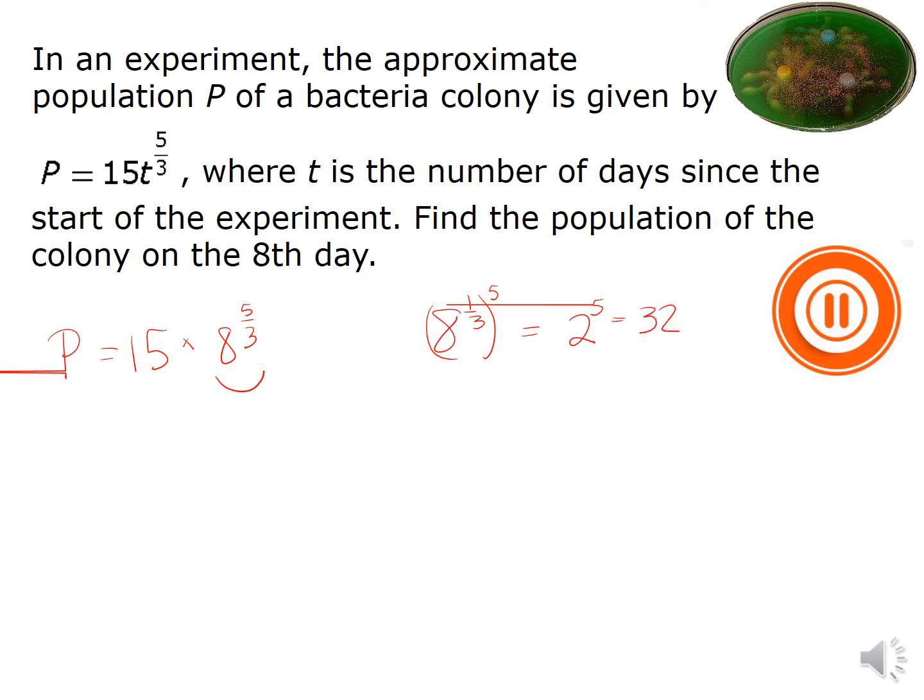Again, you could use Nathan's method and go 8 to the 1 2/3 if you wanted to. That would be 8 times 4. Okay, same thing. So now I'm going to take the 32 back here, and I'm going to multiply it, and that tells me that the answer is 480. So that's how many of the bacteria there are on the 8th day.